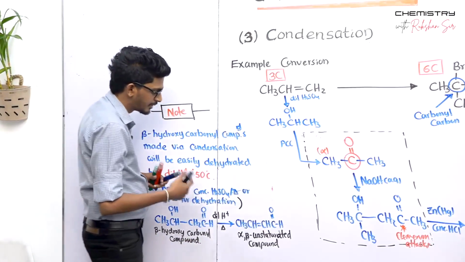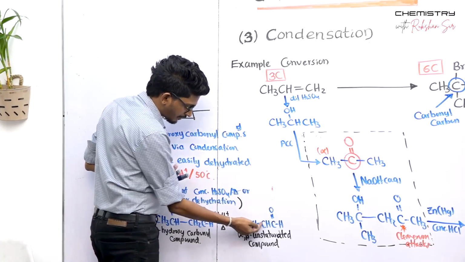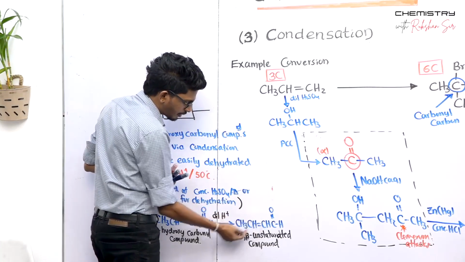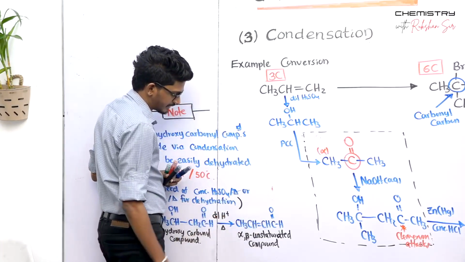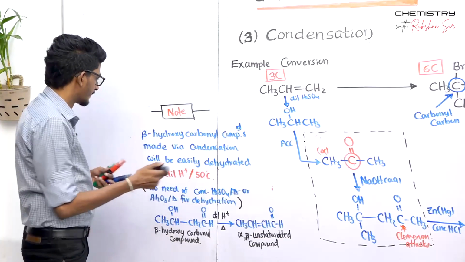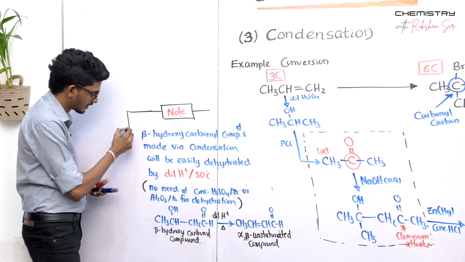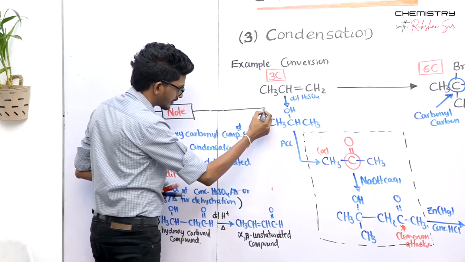And this is the alpha beta unsaturated compound. At the alpha carbon and the beta carbon, you have a double bond, the unsaturated bond. Double bonds are normally referred to as unsaturated bonds. So alpha and beta carbons, you have an unsaturated bond, right? So this is a special note. Just write that as well when you are completing notes.